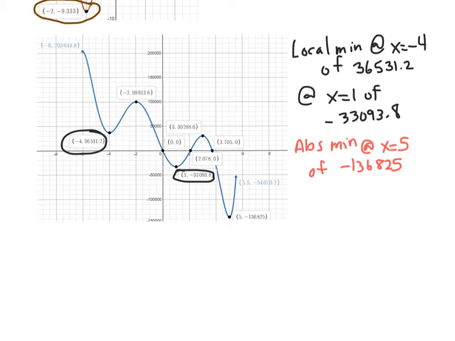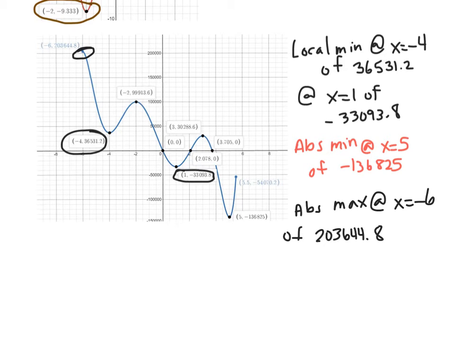So now if we look at the maximums, the highest point. Now this one is the highest point in the whole domain. So it's different between an interval and a region. So that one is the absolute max. So the absolute max at x equal -6 of 203,644.8. And as far as local maxes, I see one here at the top of the hill here, and I see one here at the top of the hill here.